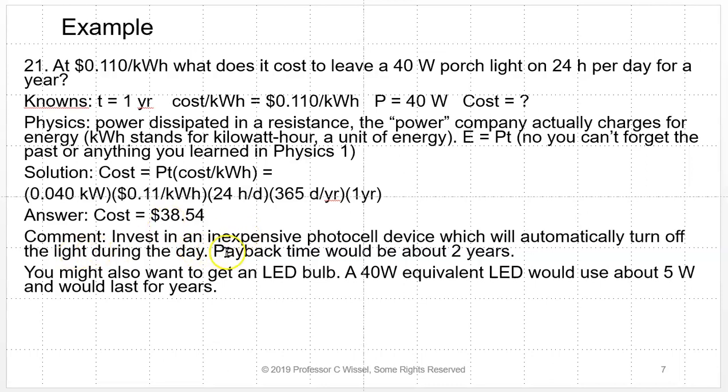I would invest in an inexpensive photocell device that will automatically turn off the light during the day. Payback time on that might be about, depending on the cost of the device and how fancy you want it to get, 1 or 2 years. But even better than that would be to get an LED bulb.